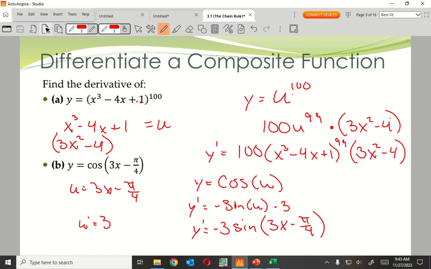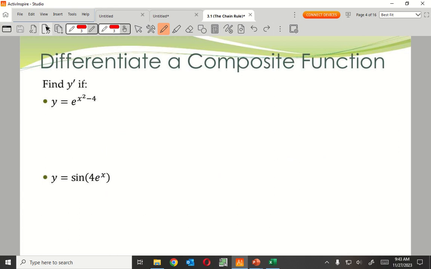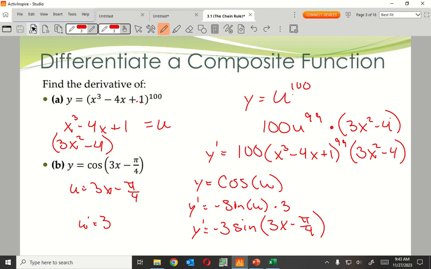Yes? No? Maybe? Possibly. What's wrong with that? Okay. No, seriously. Negative 3. The 3's up front, right? Yeah. And then sine of, and all that stays inside the parentheses.